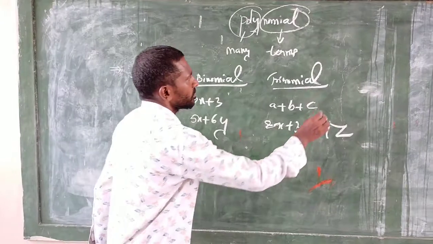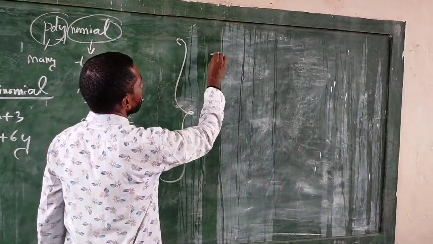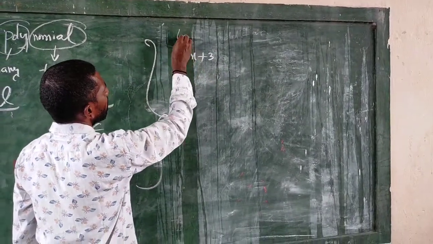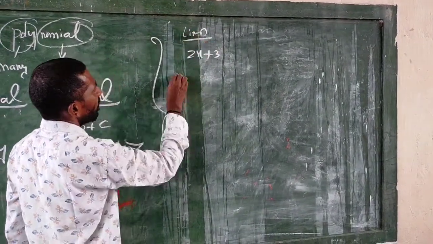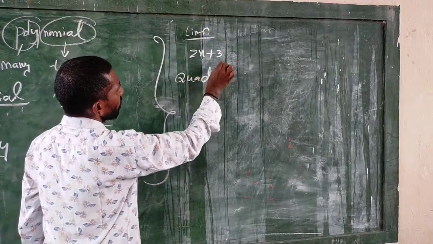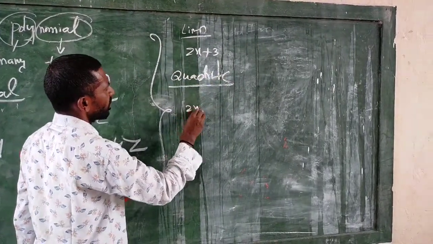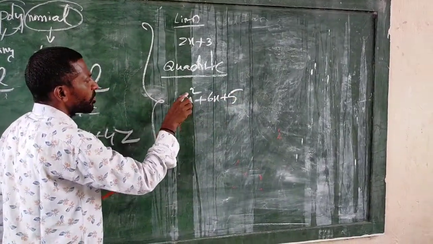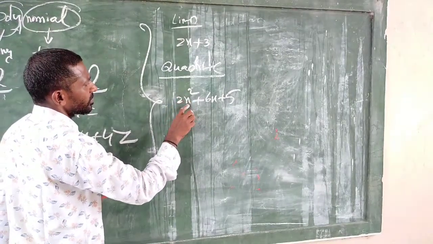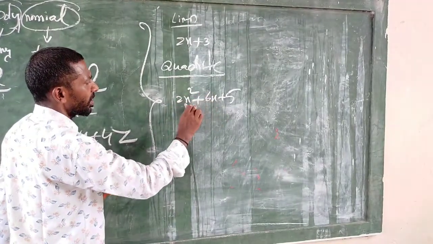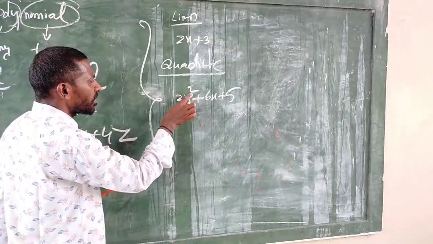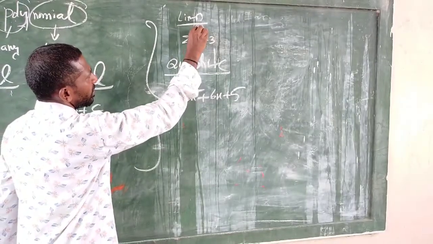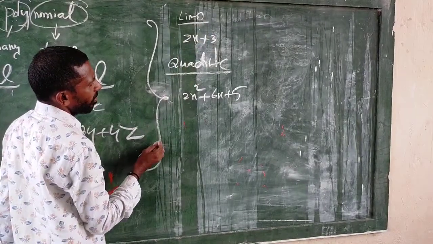For example, 2x plus 3, this one is a linear polynomial. And quadratic polynomial, 2x square plus 6x plus 5. So the highest power, the degree, is 2 and there are 3 terms. The highest power of degree 2 is called a quadratic polynomial. If the highest degree of the polynomial is 1, this one is called a linear polynomial.